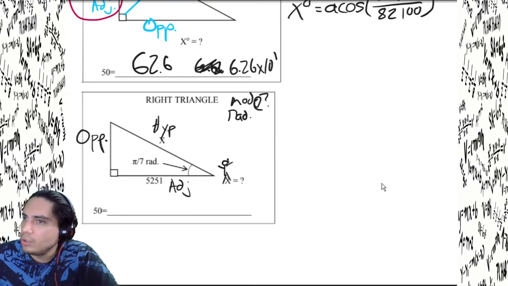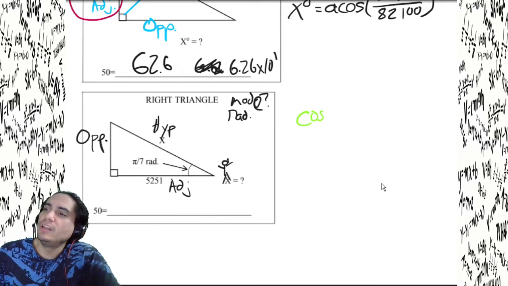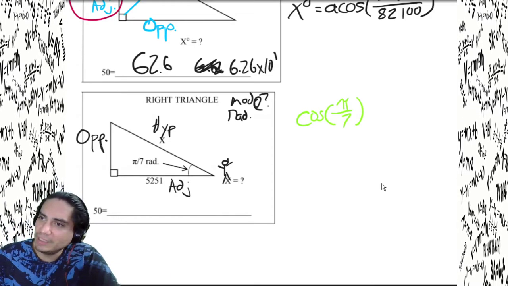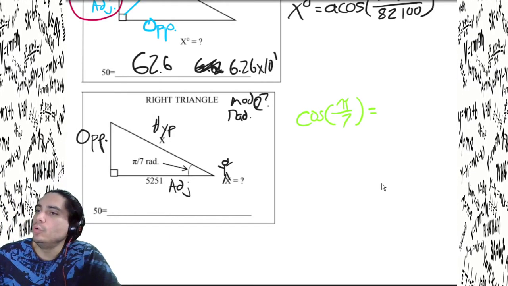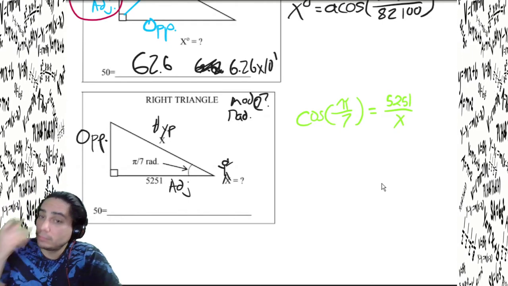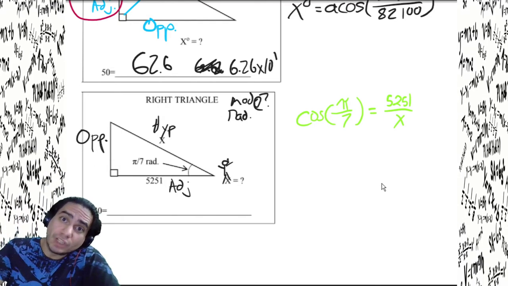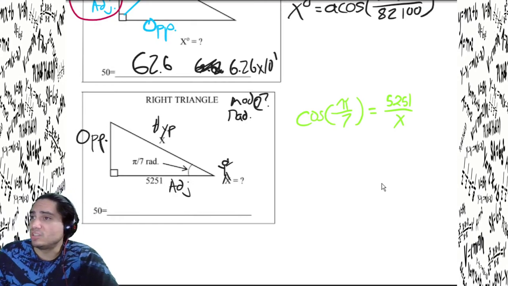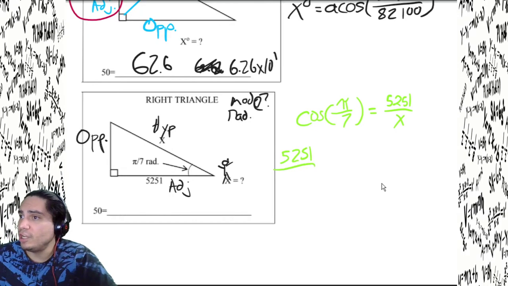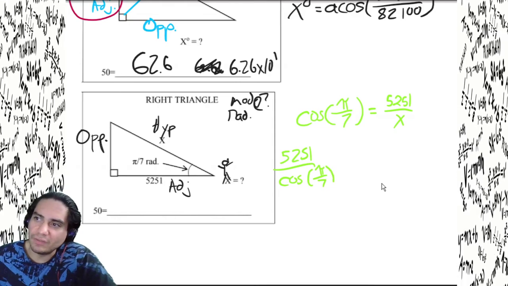So we're doing rad mode. We have the adjacent. We're looking for the hypotenuse. We're using cosine. So we're going to do the cosine of pi over 7 radians is equal to 5251 over x. All right, you remember that little trick? You have the numerator, you're dividing. You have the denominator, you're multiplying. So we're going to end up doing 5251 over cosine of pi over 7 radians.